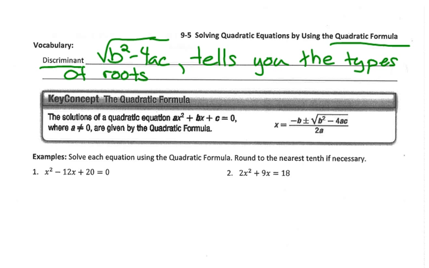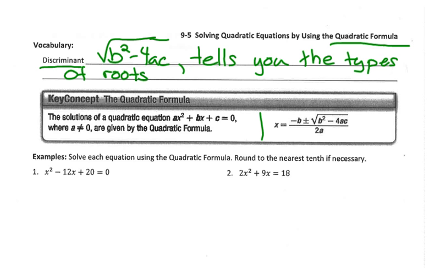Meaning, are they going to be integers? Are they going to be rational? Are they going to be irrational? Are they going to be something called imaginary? You're going to do more with that part of it when you get into Algebra 2. Right now, you just need to know that that's what it is, and it's the part of the equation that says b squared minus 4ac.